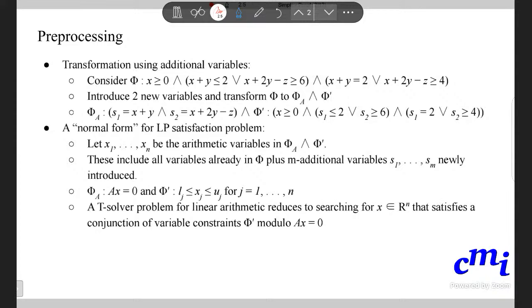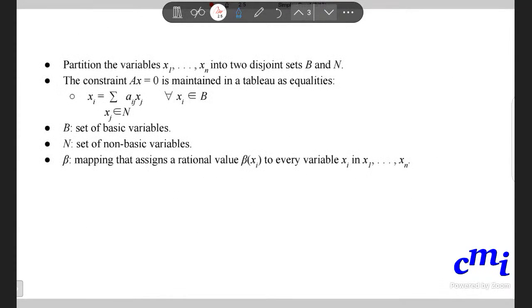So the goal is, given a formula, we want to check whether it's satisfiable or not. To do this, we introduce two new variables, phi a and phi prime. We introduce these variables and have equalities in phi a, and the inequalities for the additional variables in phi prime. Now we partition these variables into two disjoint sets, B and N, which are basic and non-basic.